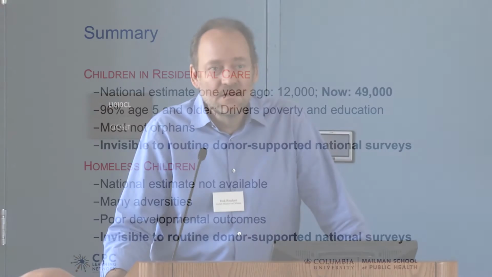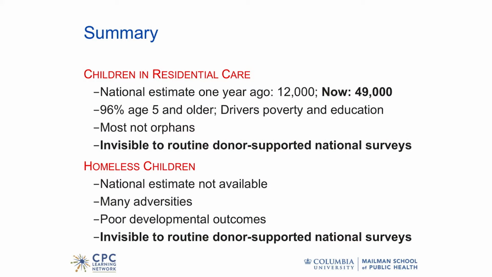So I think one of the key things that this study has done is that up until even 6 months ago, the only numbers that you could go to a politician or to anybody with was that there were approximately 12,000 children in residential care in Cambodia. And now the number is 49,000.